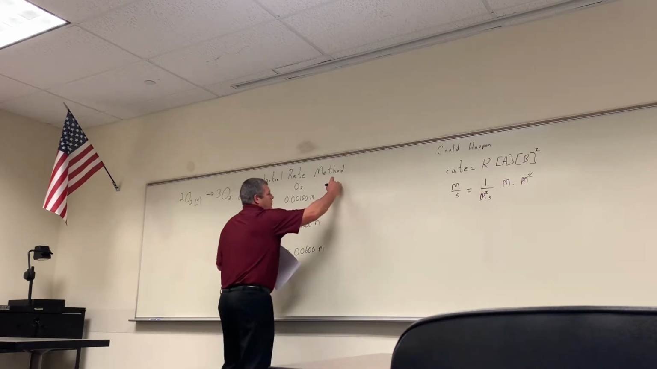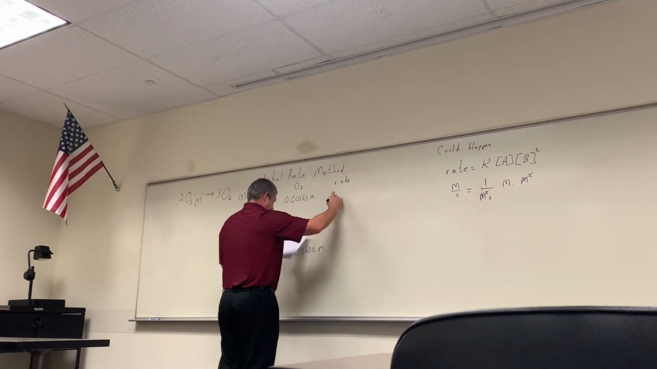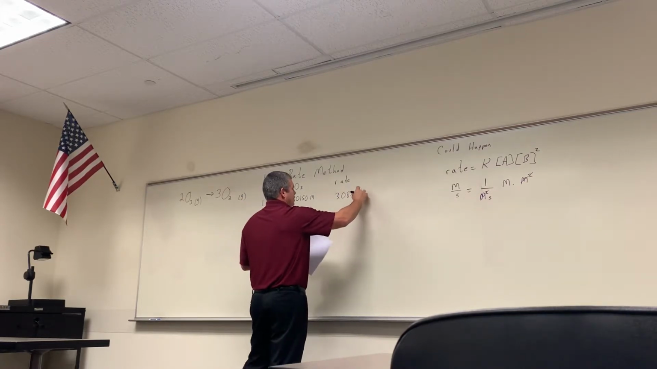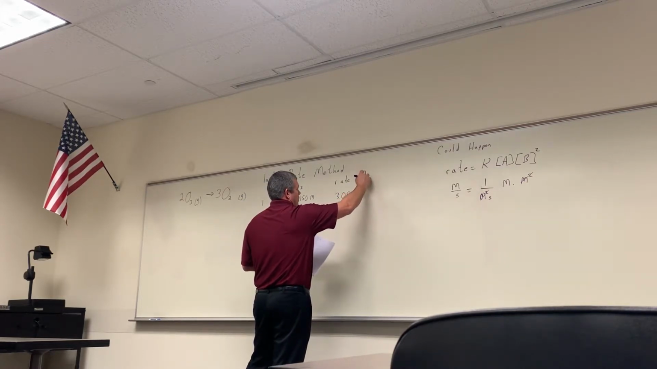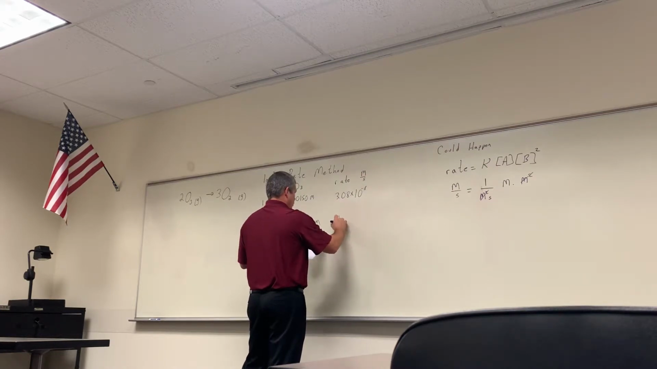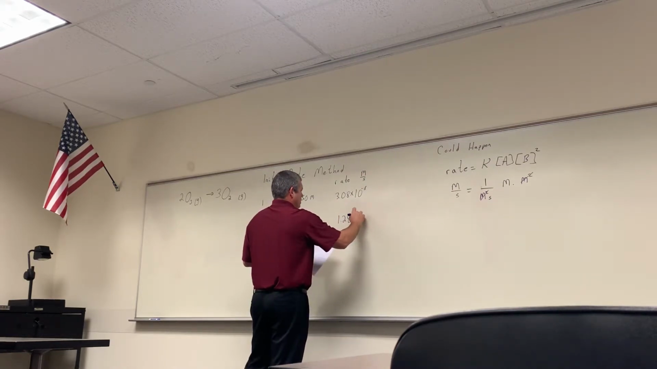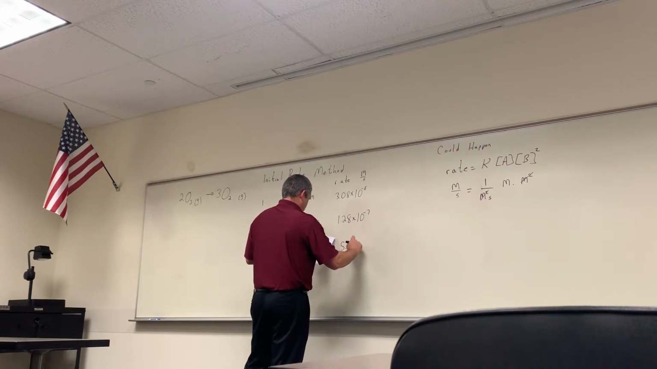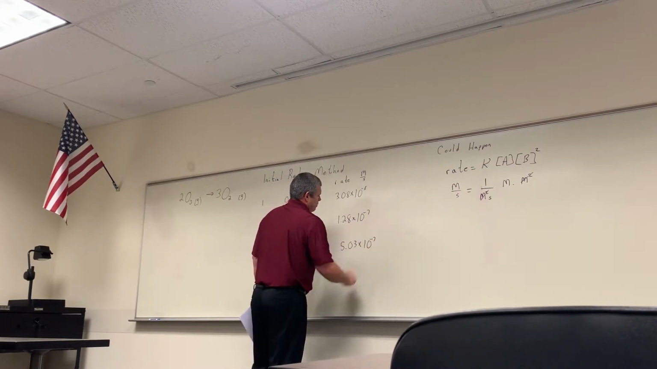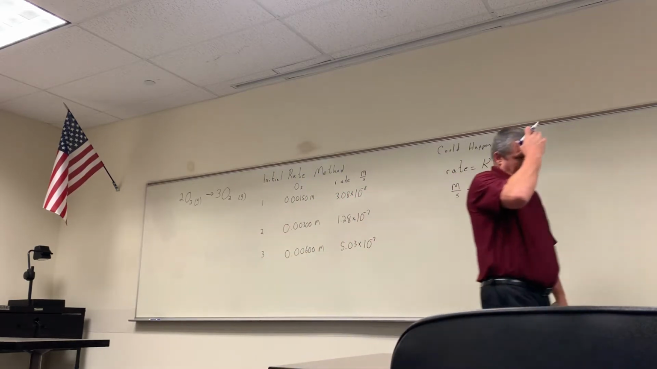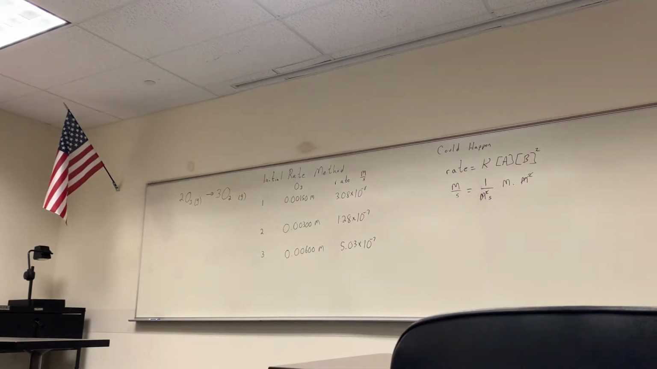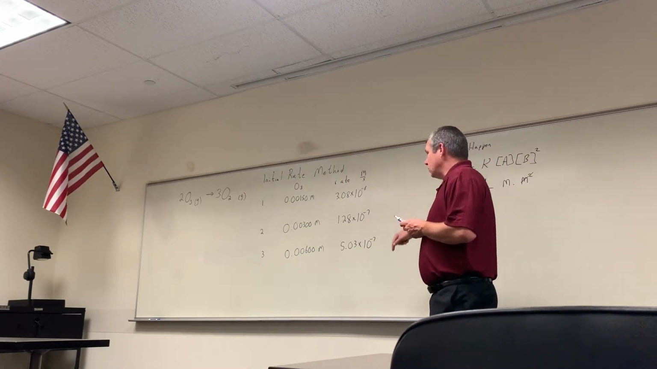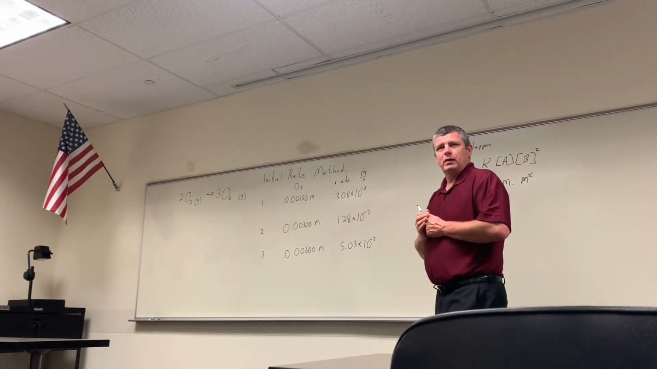When I do that, I'm able to measure the rate for each one of these. The rate for this one is 3.08 times 10 to the negative 8 molarity per second. This one is 1.28 times 10 to the negative 7th molarity per second. And 5.03 times 10 to the negative 7th molarity per second. So we can tell as we increase the concentration of O3, our rate got faster. Does that make sense?